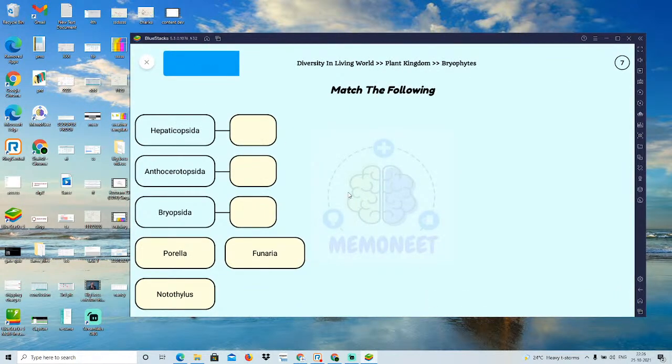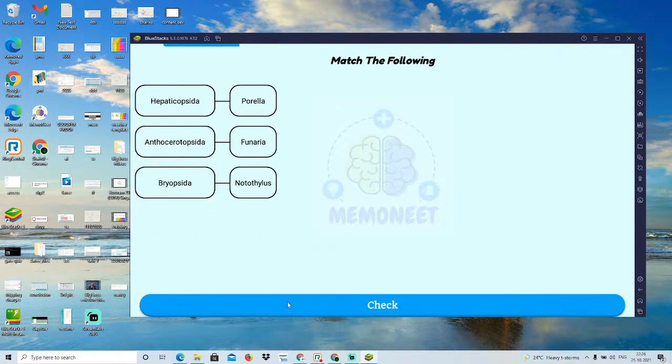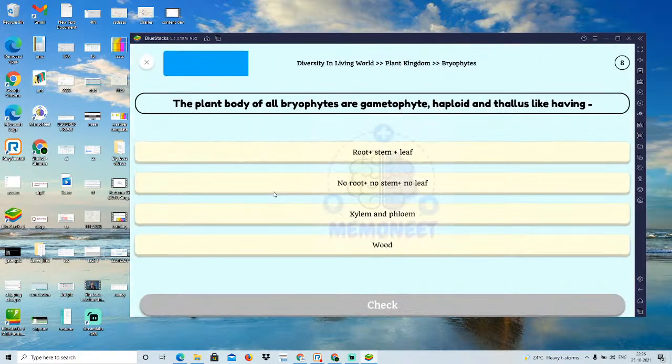Match the following. This also seems to be not from the passages that we learned. This is also important, but we won't cover this in line-by-line NCERT. We see Hepaticopsida is Sporella, Anthocerotopsida is Notothylas, and Bryopsida is Funaria. I guess it will come in further passages. I am also reading with you, so I don't know where it is.